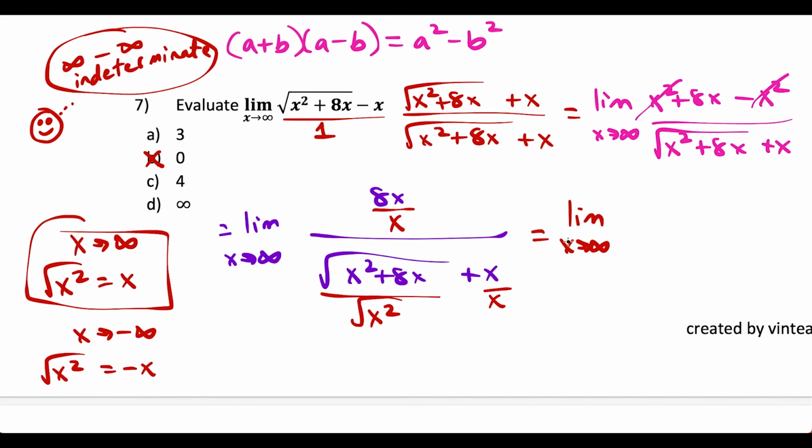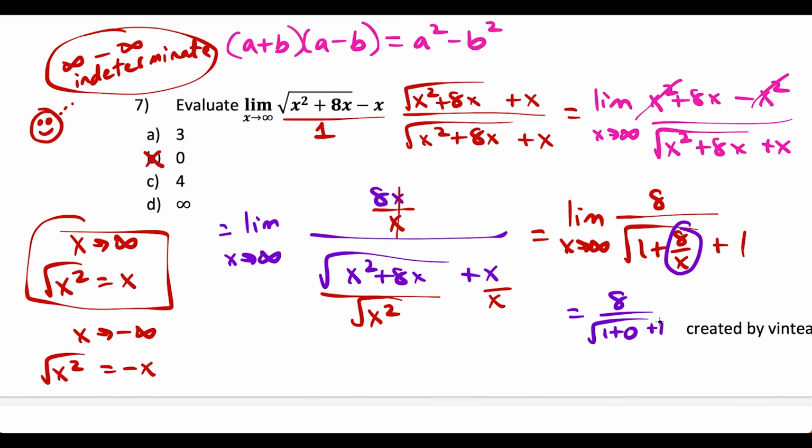This is the limit as x approaches infinity of, on top we're left with just 8, and on bottom, if we divide the two common radicals like this, I'm just going to divide each term by x squared. Inside the radical, I'm going to have x squared over x squared is 1 plus, and if I do 8x over x squared, that's just going to give me 8 over x. And then I just tack on x divided by x, which is 1. So now if you think about this carefully, the limit as x approaches infinity is really just affecting this term here. And if I have 8 divided by infinity, that's going to go to 0. So I'm going to have 8 over the square root of 1 plus 0. And then outside the square root, I have another plus 1. So this is going to work out to 8 divided by 2, which is equal to 4. And this is going to match choice C.